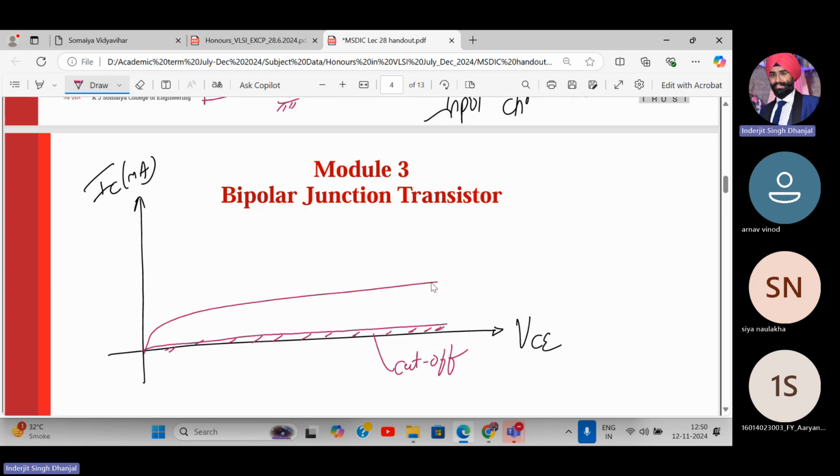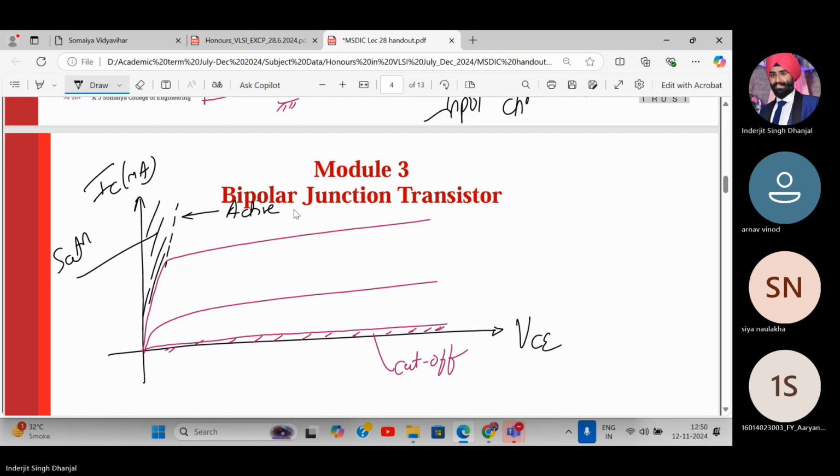Then we have a graph like this. So what are the three operating regions over here? This is my saturation region, which I marked over here, and the remaining region is the active region. We want to operate the device in the active region, and this is my cutoff. These are different values of IB. This is IB equal to 0, this is IB equal to 5 microamperes, this is IB equal to 10 microamperes. Yes or no? So this output characteristics will tell the operating regions of the BJT where I am.